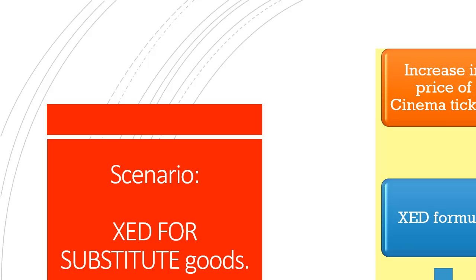So the moral of the story here in this slide is that the coefficient for the XED for the substitute goods is always positive. Why? Because both the numerator will be positive and the denominator will be positive, or negative over negative, which is also positive. So again, to recap on the sign of the XED coefficient, the XED coefficient for substitute goods is always positive.